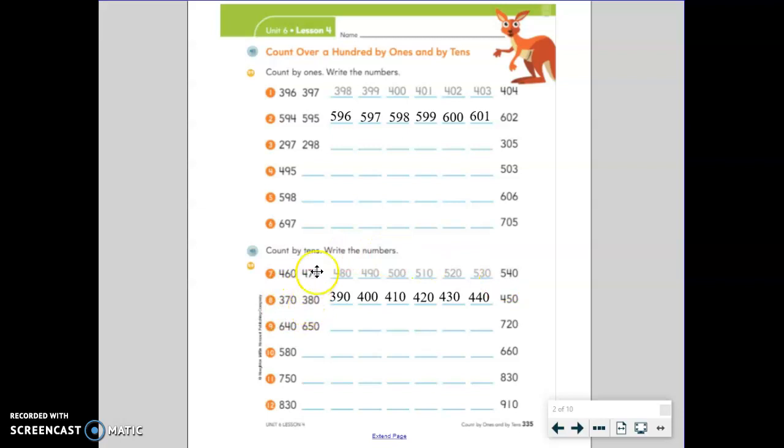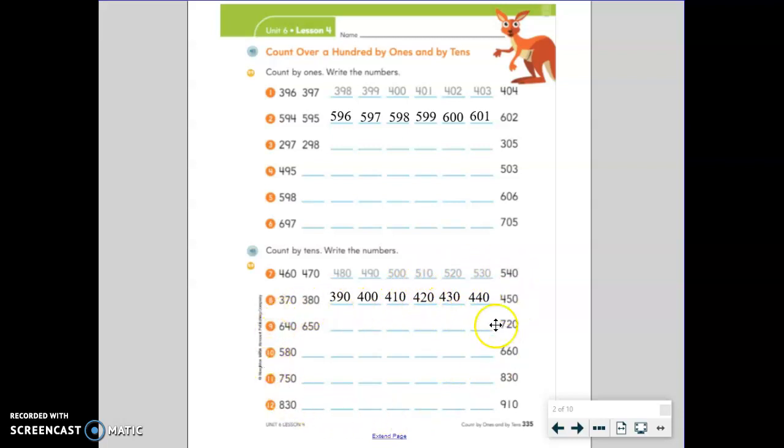370, 380, 390. I'm at 90. One more 10 is going to make it another 100. So instead of 300, we will have 4 in our hundreds place. So 400, 410, 420, 430, 440, 450.